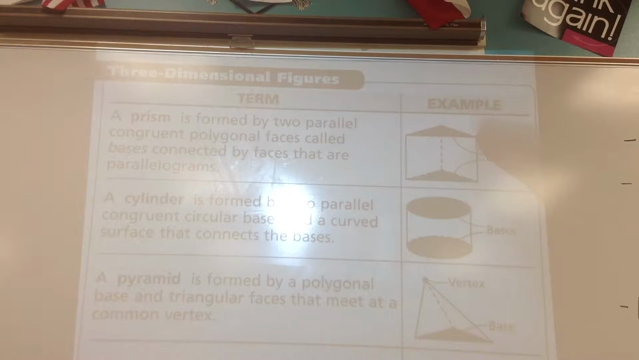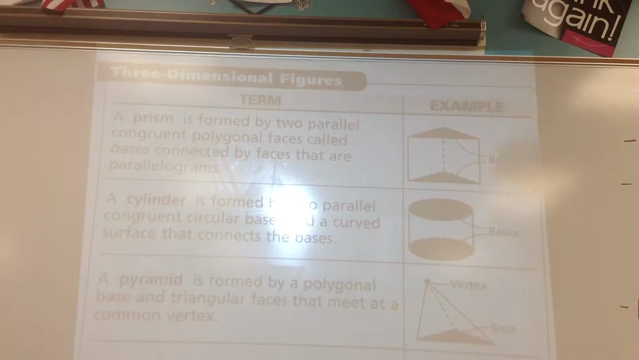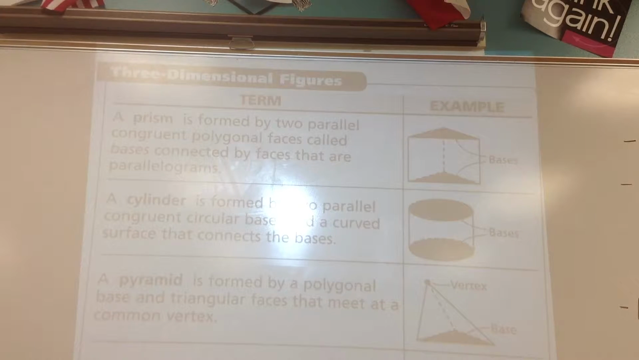So you'll notice here they've given us a triangular prism. We have a triangle on top and a triangle on bottom. Those are our bases. And then they are connected by faces that are going to be parallelograms. And frequently those are going to be rectangles, but they don't necessarily have to be.